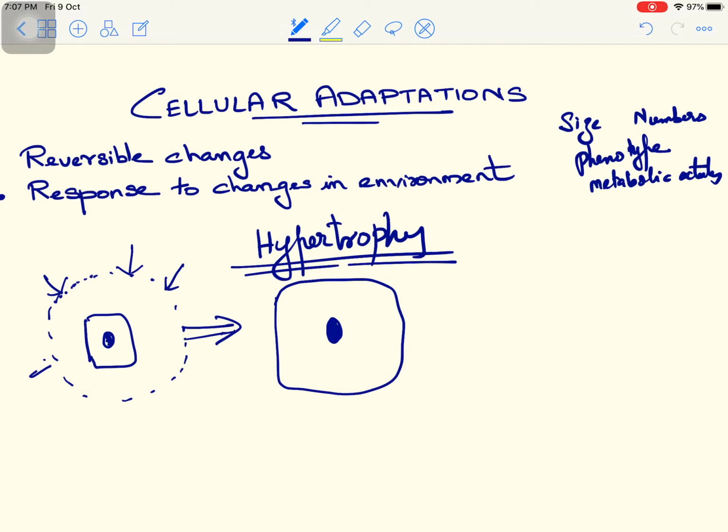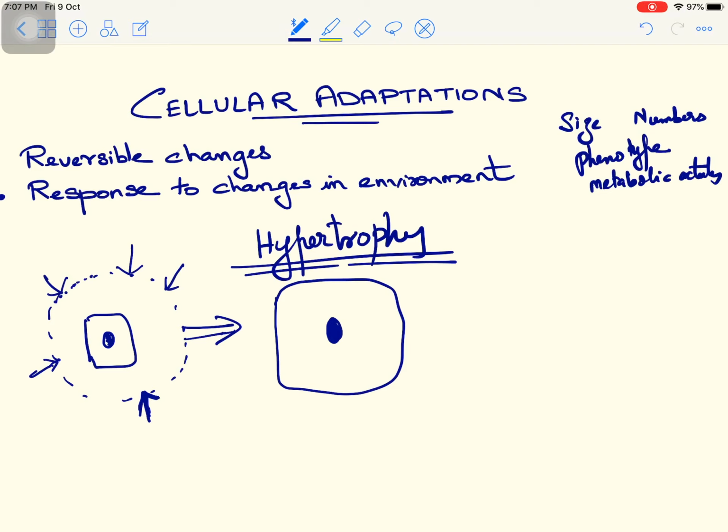It can be increased pressure overload, work overload, etc., as seen in cardiac muscle. If there is a pressure overload, the cell will hypertrophy because cardiac muscles cannot divide. So when increased pressure or a load is put to a cardiac muscle, what they do is they increase in size.